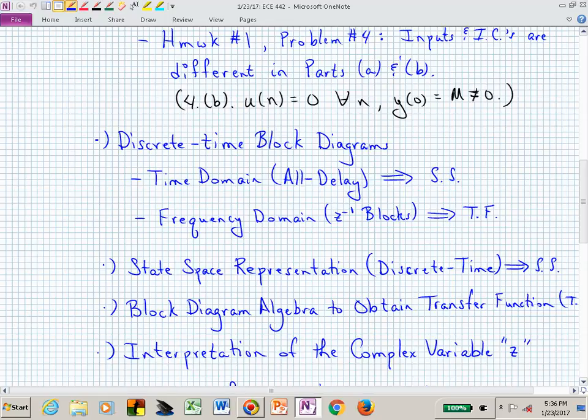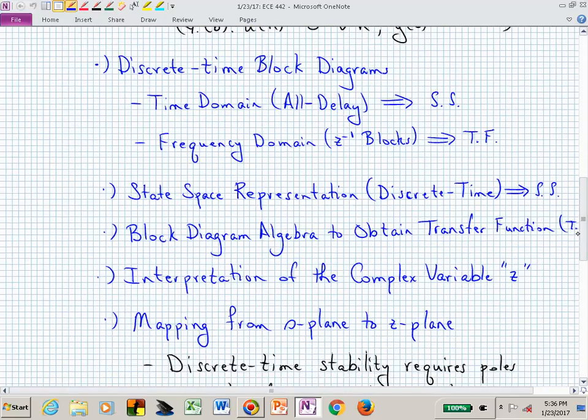And we'll use that really before we even fully make the connection between the S-plane and the Z-plane, which is further down in our list of goals. But we'll show how we can use block diagram algebra to obtain the transfer function. We'll look at the interpretation of what this complex variable Z is.